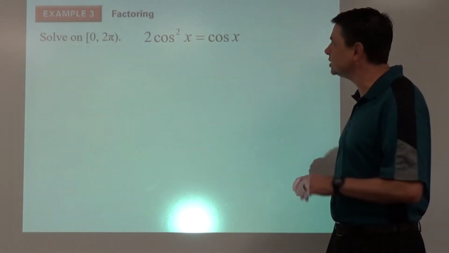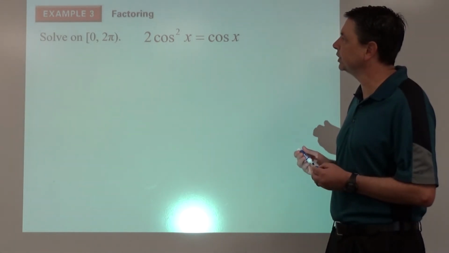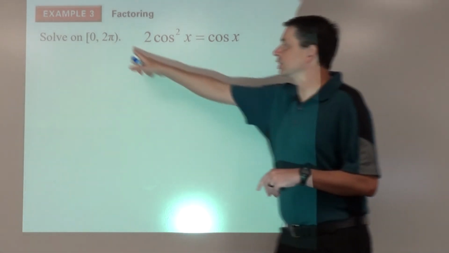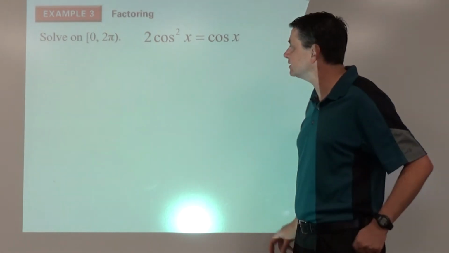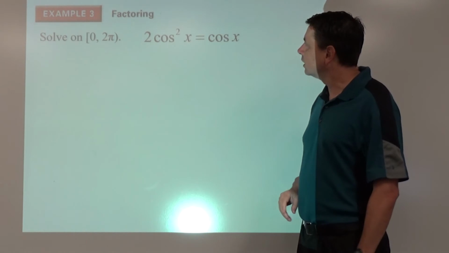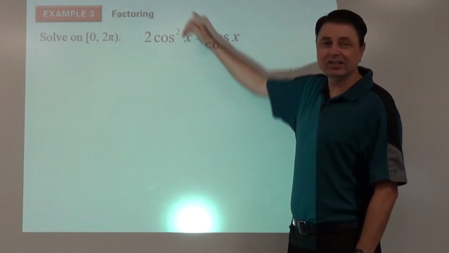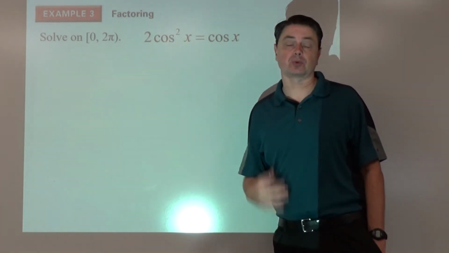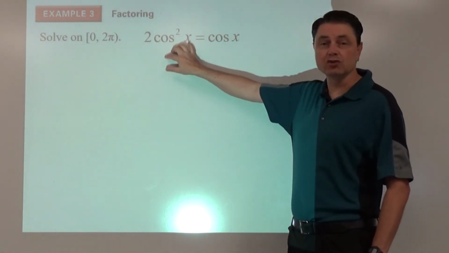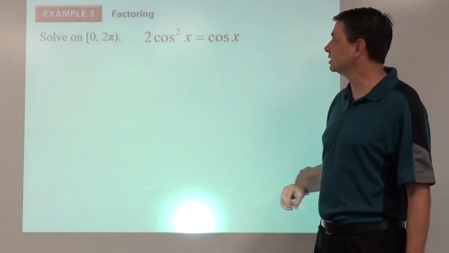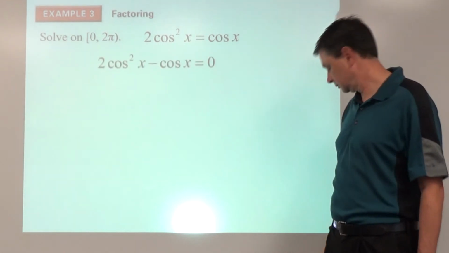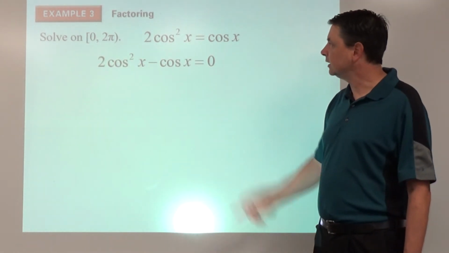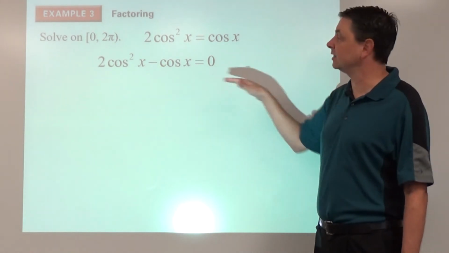Factoring can be a strategy. Example number 3. This time we're going to solve on 0 to 2 pi, so we're going to probably just get a finite list. All right, so cosine squared might be a good strategy for us as this being a quadratic equation. Get it equal to 0. Let's go minus a cosine x on both sides. And then it does suggest factoring, but we might think factoring anyways.